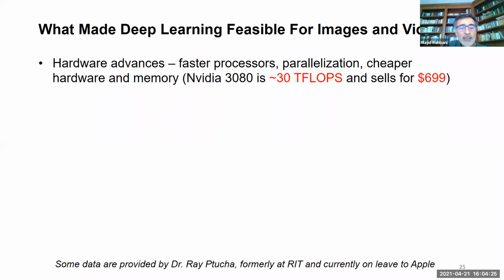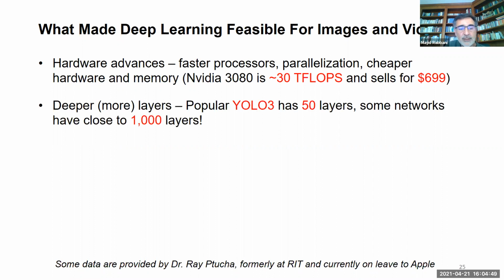But look, at the turn of the century, in 2010, the fastest graphics card was 1 teraflop. Now it's 29.77. I rounded that to 30 teraflops, and it only sells for $699. In fact, Ray tells me that the state of the art is somewhere between the NVIDIA 3080 and 3090. And this information is from September of last year. That's how fast things are changing.